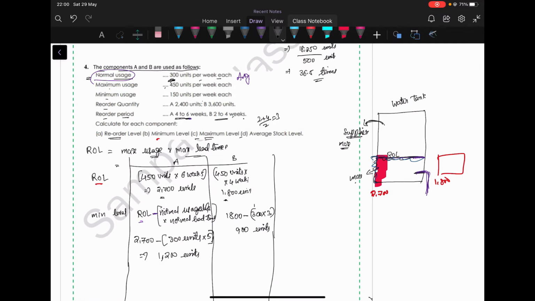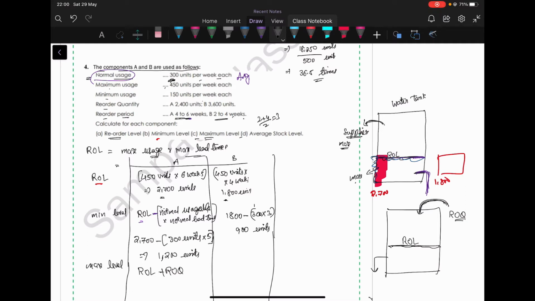Maximum level. The formula for the maximum level is maximum level. See, take the example of the water tank again. This is a reorder level at which you will place a request. Till you get the new order, you will be utilizing from this. You have already ROL, reorder level, with you, and once you get this one, this will be added. What is this? You placed a request for the new order quantity, that is the reorder quantity.